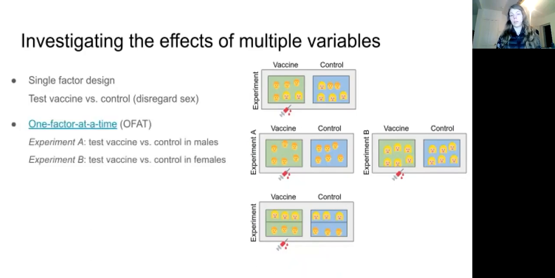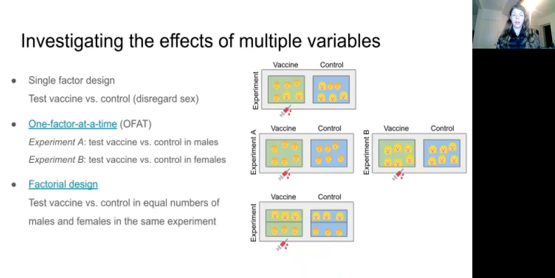A second design we can use is to do 2 separate experiments, looking at one factor at a time, a so-called OFAT experiment. In experiment A, we test the effect of vaccine in males, and experiment B, we test the effect of the vaccine in females. A third design we could use is to do a single experiment, but within that experiment, assign equal numbers of males and females to the vaccinated group and equal numbers of males and females to the control group. Given that only these 2 sorts of designs let us ask questions about both the effect of sex and the effect of vaccination at the same time, we will next consider how these 2 designs stack up against each other.